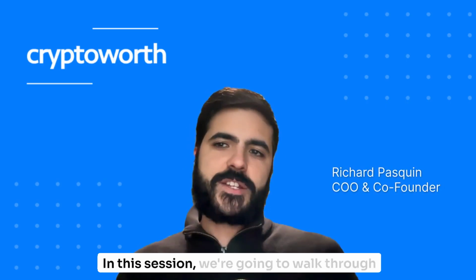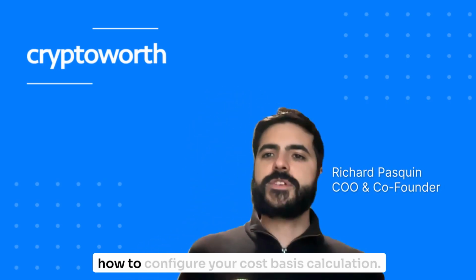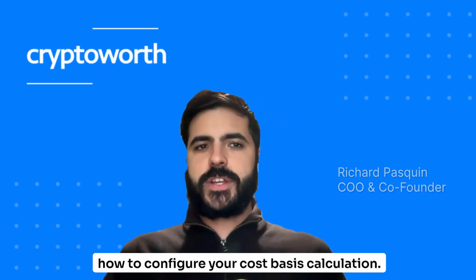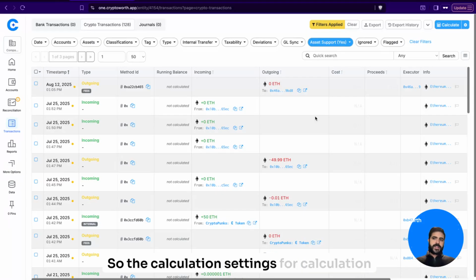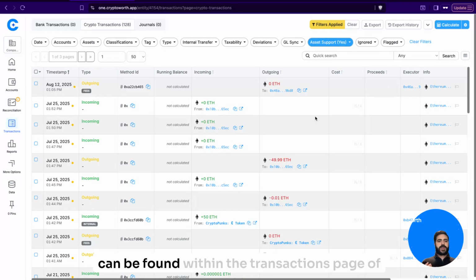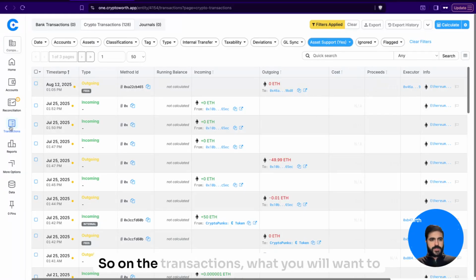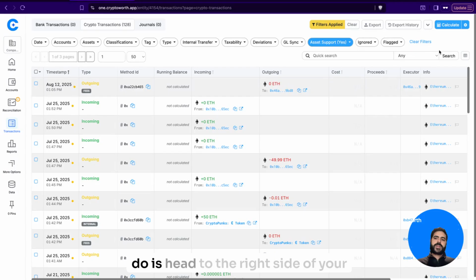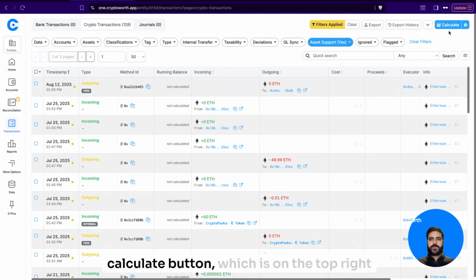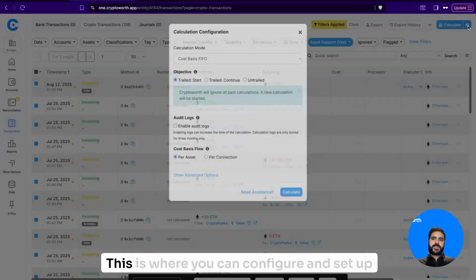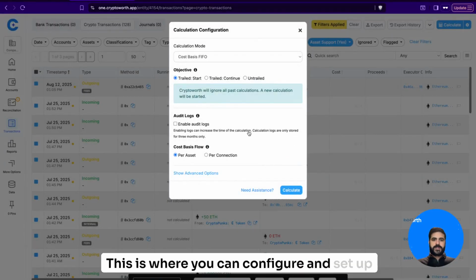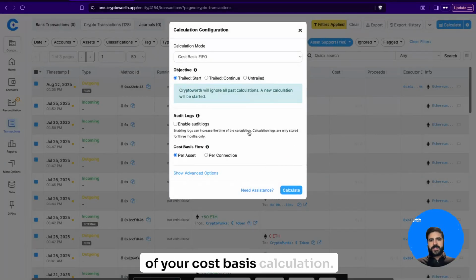Hi everyone, in this session we're going to walk through how to configure your cost basis calculation. The calculation settings can be found within the transactions page of your Cryptoworth account. Under transactions, head to the right side of your calculate button, which is on the top right of your screen, and click on the configuration icon. This is where you can configure and set up the settings of your cost basis calculation.